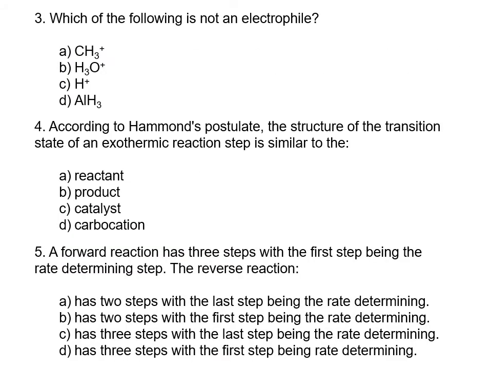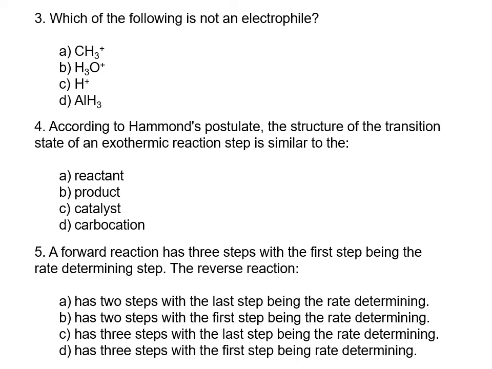Next question, which of the following is not an electrophile? An electrophile must have an empty orbital because it's an electron pair acceptor. That means that question 3 really states which of the following does not have an empty orbital. And so each of the 4 species should be examined to see which of them does not have an empty orbital. 3 of them must have empty orbitals and 1 does not.